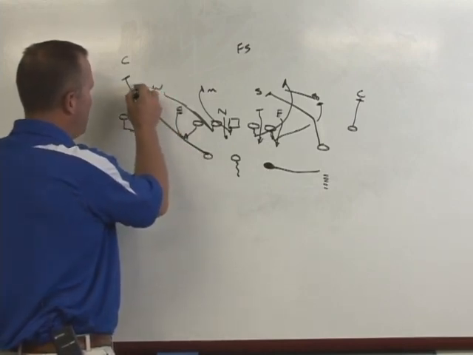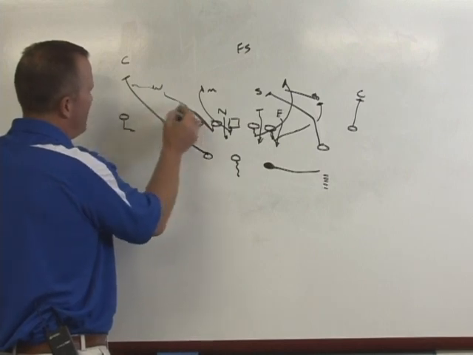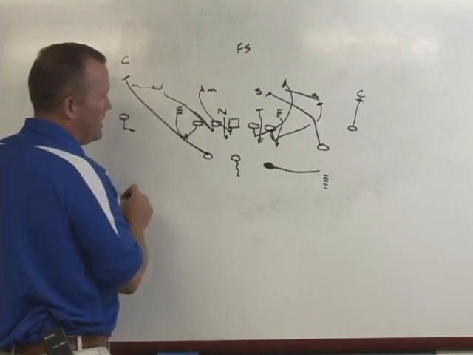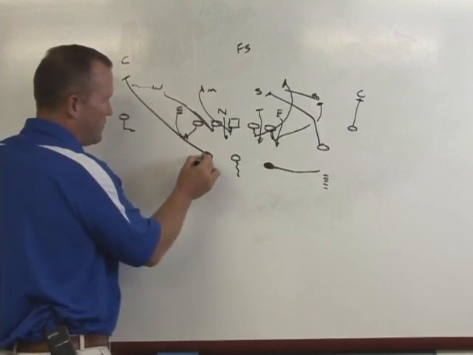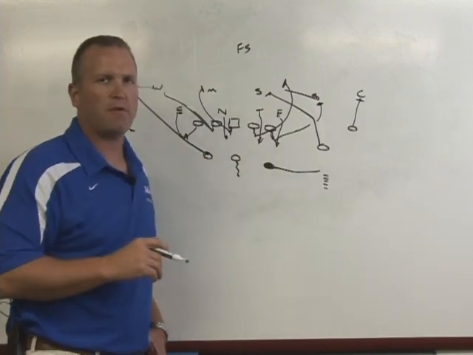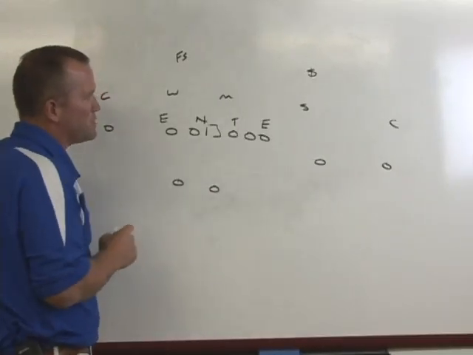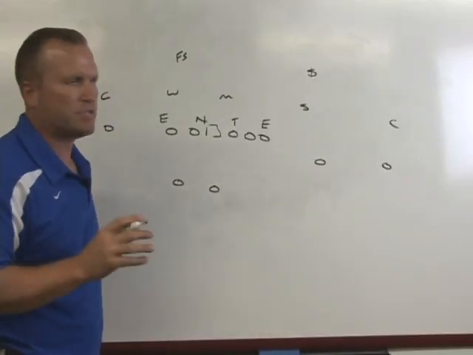Same rules apply. If the will backer happens to buzz and he thinks he's going to be a greater threat, then he'll pick up the will and we'll adjust on the run. And this is just another formation that you can run the same screen out of and still get that double screen action.